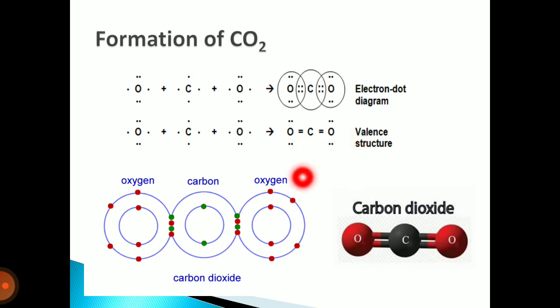So there is a double bond formation between the carbon atom and each of these oxygen atoms. By sharing 2 pairs of electrons, or 4 electrons, carbon completes its octet and each oxygen atom also completes its octet.